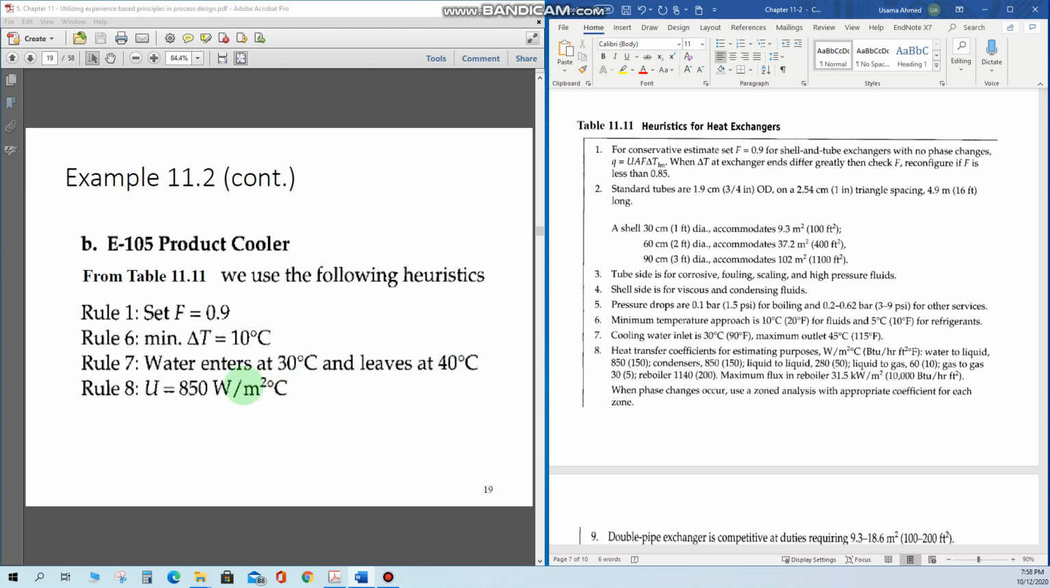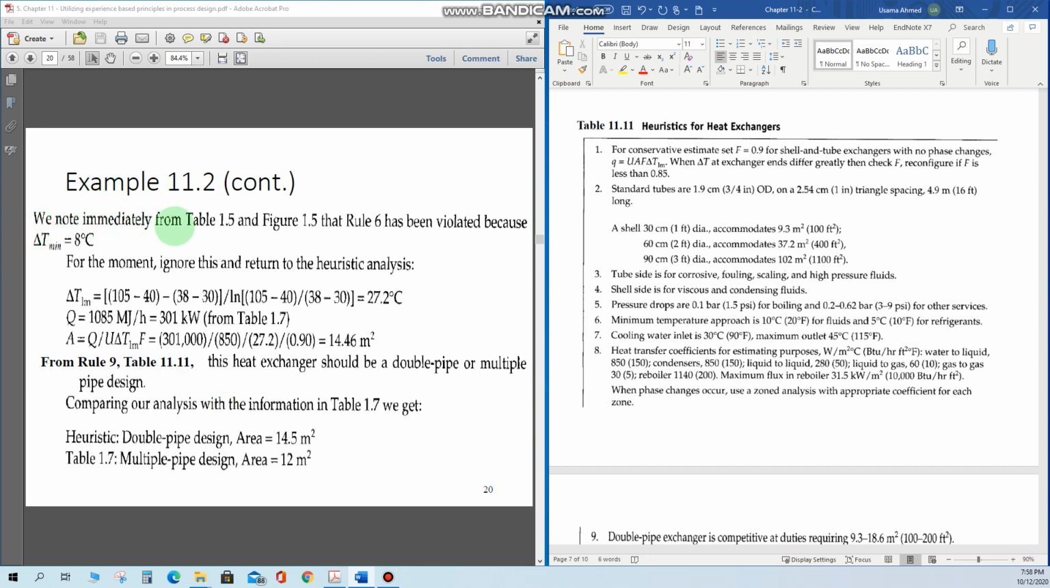Okay. Now rule number 8 here, heat transfer coefficients for estimating purposes. These are the units. Water to liquid 850, condensers 850, liquid to liquid, liquid to gas, and gas to gas. So depending on the combination that you can see here, you can find different heat transfer coefficients. And then maximum flux in the reboiler, it can be this one. When phase change occurs, use a zoned analysis with appropriate coefficient for each zone. Now these are some of the more details, but for our case we are dealing with the water cooled heat exchanger. So the value for the water to liquid can be 850 watt per meter square degree centigrade.